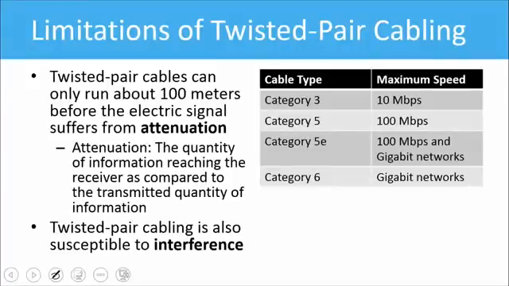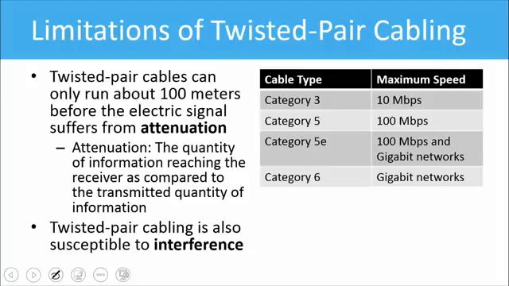Limitations of twisted pair cabling. As we mentioned before, there may be some interference with twisted pair cables, and so they actually can only run about 100 meters, which is just a little over 300 feet, before they start suffering from something called attenuation. And attenuation is just simply the difference between the amount of information that's being transmitted and the amount of information that actually reaches its destination. Okay. And so what attenuation is basically you're saying signal loss, right? So we're losing data due to attenuation.